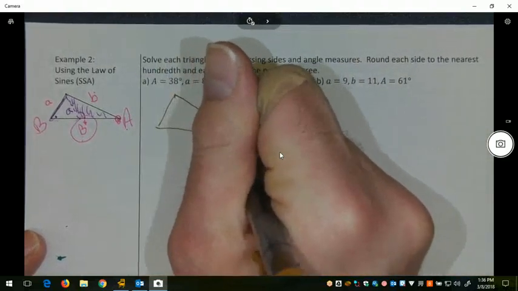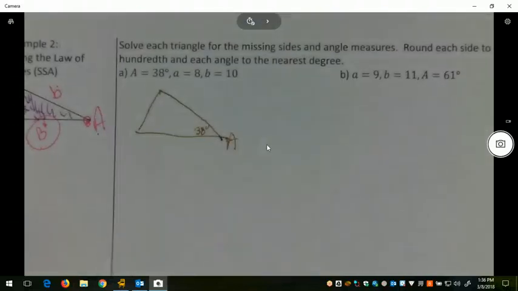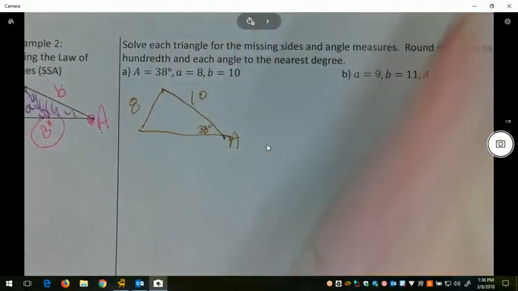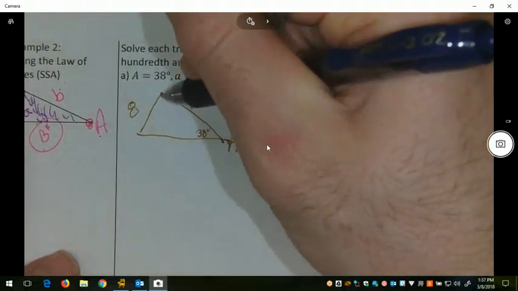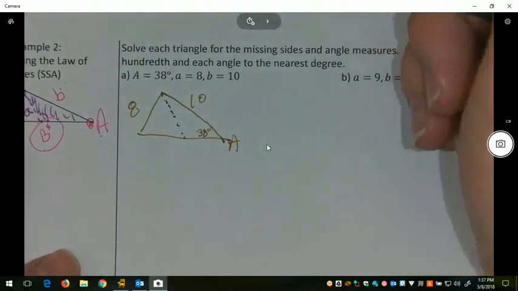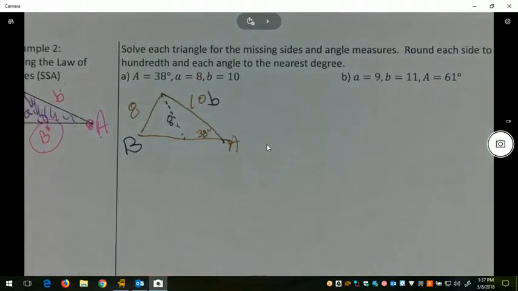So let's start with this first problem. We're going to draw the same picture that we have over here. We have an angle, 38 degrees for angle A. We have side A being across from the 38 degrees being 8, side B being 10. So now it is possible, or maybe it's not, but I'm not going to get into that today, so right now we're just going to do this, that this could be an isosceles triangle here being 8. So right now B is 10 and angle B is across from that 10.